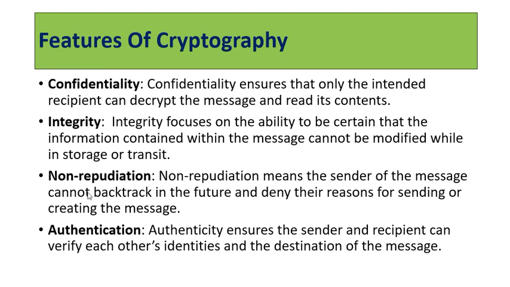Next we have non-repudiation. Non-repudiation means the sender of the message cannot backtrack in the future and deny their reason for sending or creating the message. And next we have authentication. Authentication ensures that the sender and the recipient can verify each other's identity and the destination of the message. For authentication, we use some kind of certificates or keys. So these are the four features of cryptography.